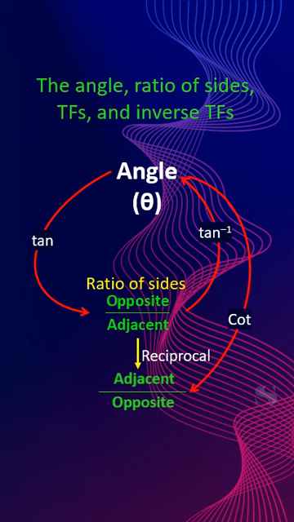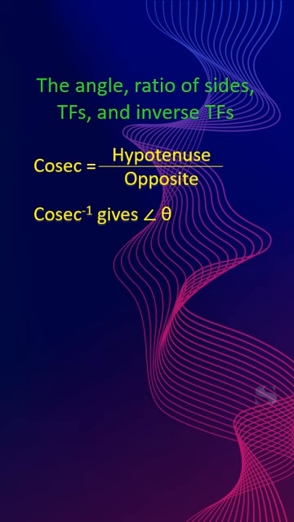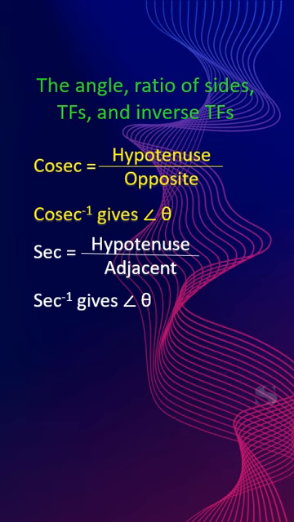Cosec is a trigonometric function of an acute angle which gives the ratio of sides, hypotenuse by opposite. Cosec inverse is the inverse trigonometric function that operates on the same ratio of sides as the cosec's, hypotenuse by opposite, to give the angle. Sec is a trigonometric function of an acute angle which gives the ratio of sides, hypotenuse by adjacent. Sec inverse is the inverse trigonometric function that operates on the same ratio of sides as the sec's, hypotenuse by adjacent, to give the angle.